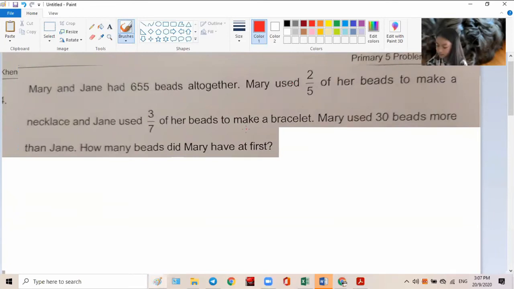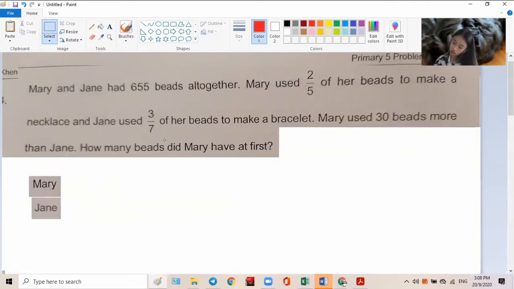Hello, people. Today we are going to try to help a primary 5 student by the name of Diana from Kheng Cheng School to solve her math problem on the topic of fraction. Mary used 2/5 of her bits and Jane used 3/7 of her bits. Mary used 30 more bits than Jane. Very good question. Can we continue now?